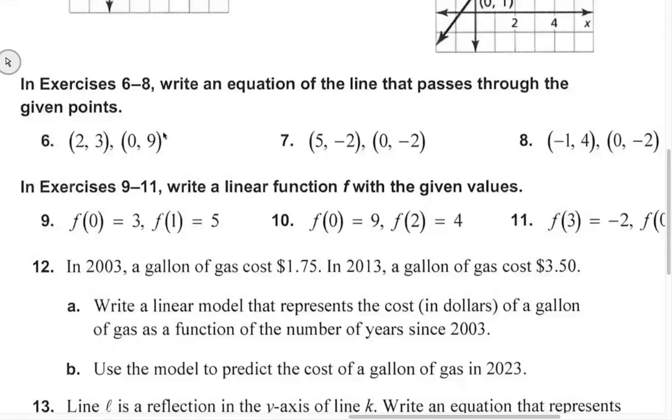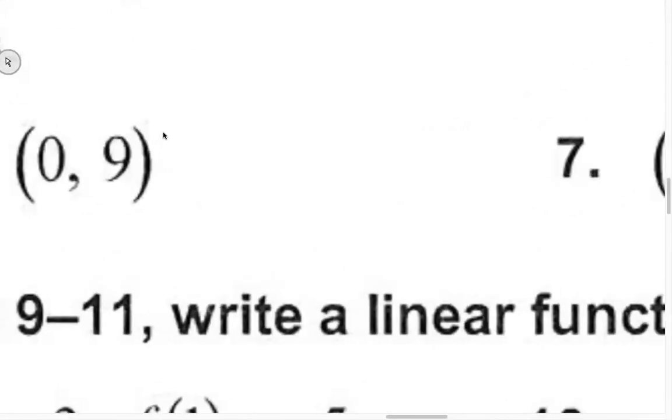All right, so this is just a recap of what we were doing Thursday, okay? And then we'll move into some new stuff. So let's find just a place to work. I'm just going to zoom in just so I have a whiteboard. Okay, so question number 6 says, write the equation of a line that goes through the point 2, 3, and 0, 9.